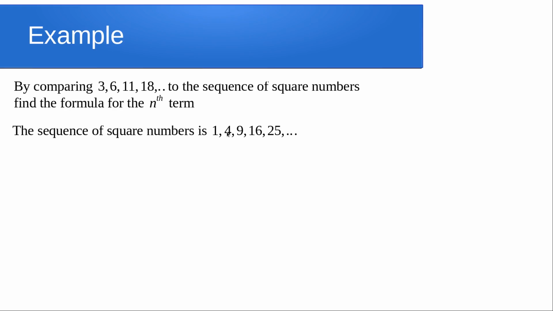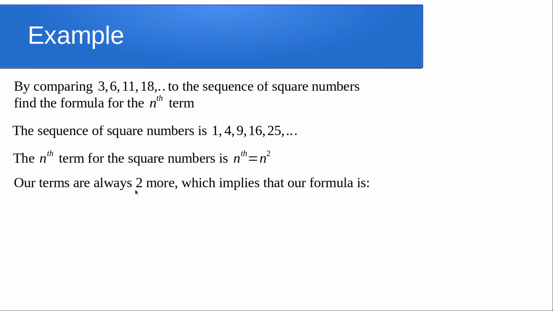Now let's look at the 4. To get from the 4 to the 6, I could multiply by 1.5 or add 2. Obviously there was a change on the multiplication, but adding 2 was true in both cases. 9 add 2 is 11, and so on. So we know that the sequence for square numbers is n squared, and we know that we're always adding on 2 more, so our formula is going to be n squared plus 2.